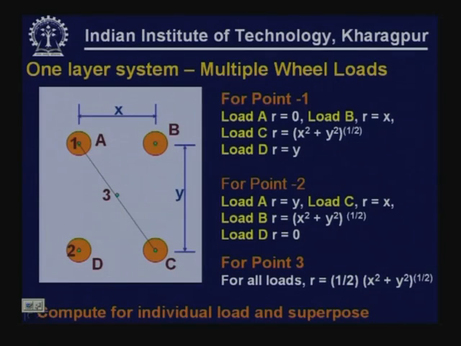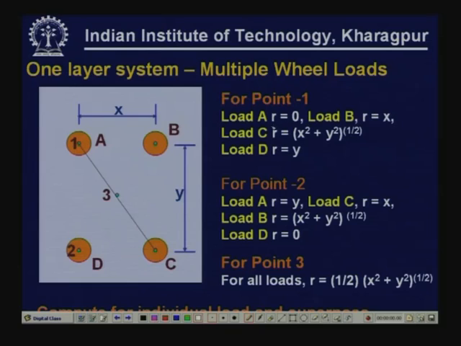In this case, we have 4 loads A, B, C, D. We are also considering, let us say, 3 points, 1, 2 and 3. For example, if I want to analyze point 1, what will be the stress, strain and deflection at that point due to all these 4 wheel loads? We will simply do superposition, and whatever is the stress because of load A, load B, load C and load D at point 1, if you can analyze that, we will algebraically add all of them.